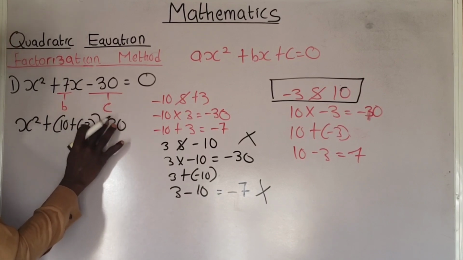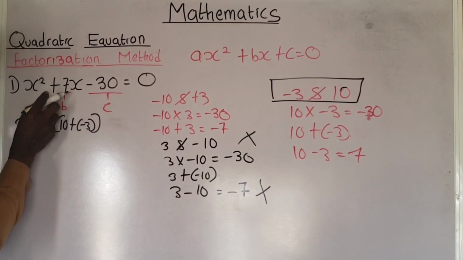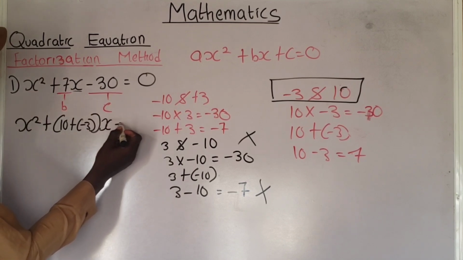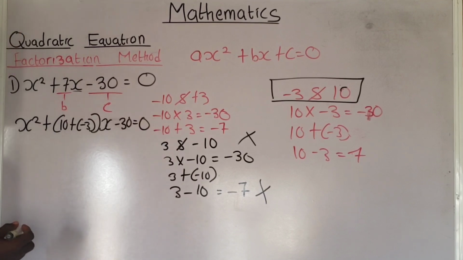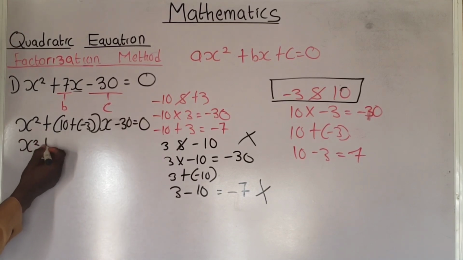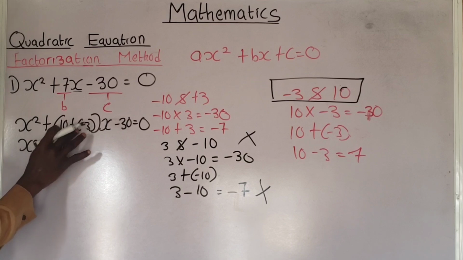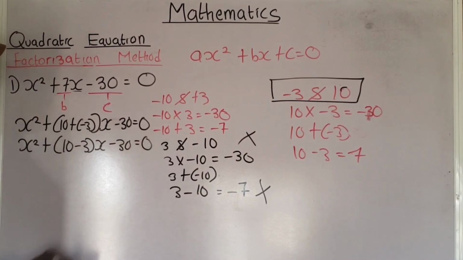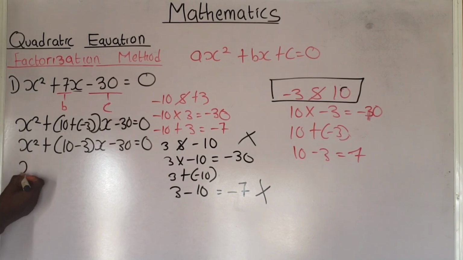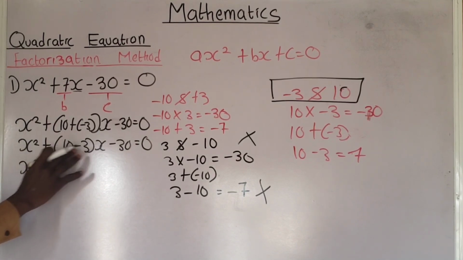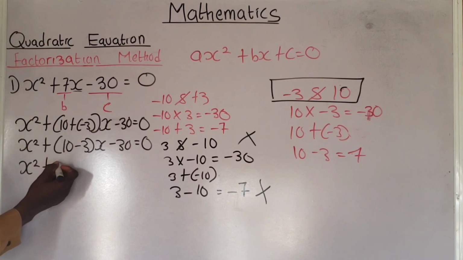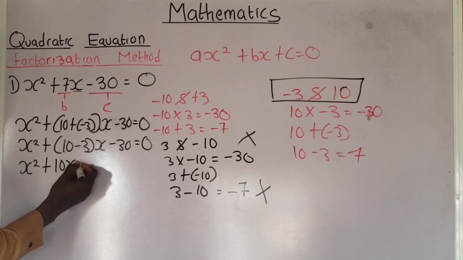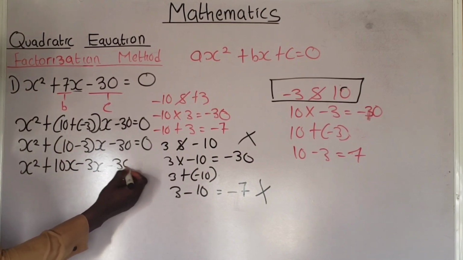Please pay attention. You see, there is x at the back of the positive 7. So I'm going to have x minus 30 equals 0. Here I'm going to have x squared plus, in brackets, 10 plus negative 3, times x, minus 30 equals 0. Now x multiplied by 10 gives us 10x, so I'm going to have plus 10x. Negative 3 multiplied by x is negative 3x, minus 30 equals 0.